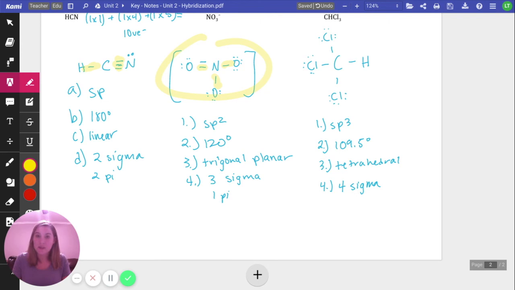And then over here with CHCl3, I have 4 things bonded around my central atom. So I have sp3. 4 things bonded around leads to a bond angle of 109.5 degrees. It's tetrahedral, and they are all single bonds, so I have 4 sigma bonds around my central atom.